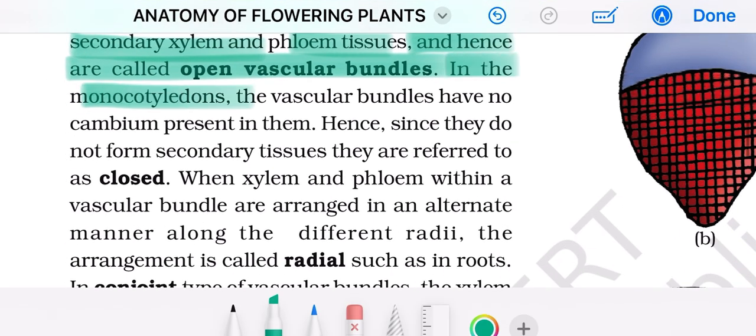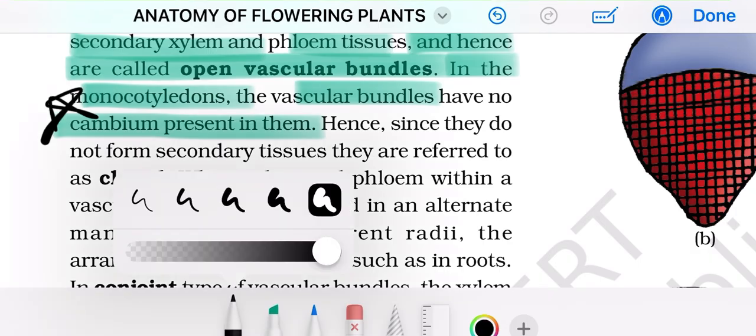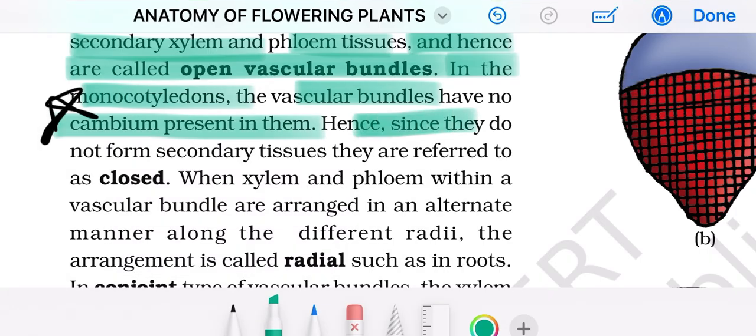In monocots, the vascular bundles have no cambium present in them, but in dicots they have cambium. Hence, monocot bundles do not form secondary tissues. They are referred to as closed.